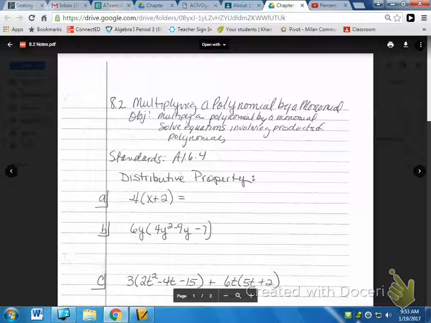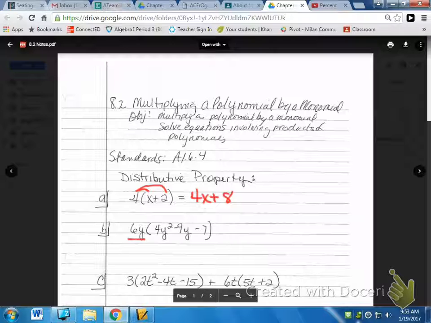So the first example, 4 times the quantity x plus 2. If I distribute that 4 through there, somebody tell me what that would be. Avery. 4x plus 8, because you take 4 times x and then 4 times 2. Okay, so we're just going to build these up a little bit. Now I've got 6y times the quantity 4y squared minus 9y minus 7. And as I distribute that through there, what would we do?